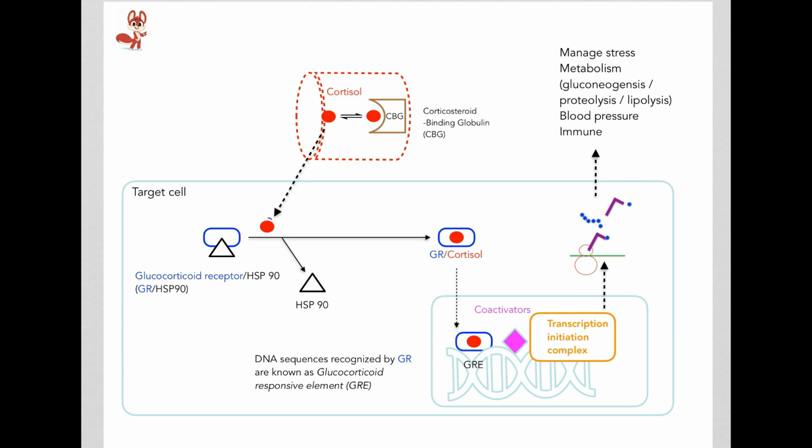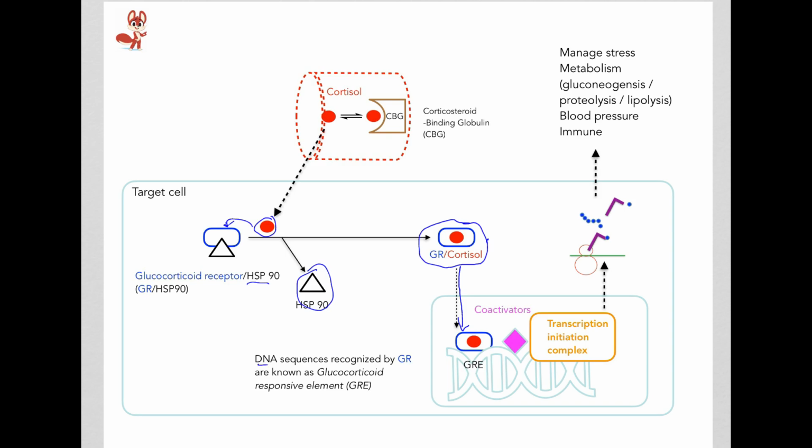So the cortisol will bind the receptor here, shown in blue, that's a glucocorticoid receptor, which is normally bound to a protein HSP90. But when cortisol binds to the receptor, this HSP90 is dissociated from the receptor, and now the cortisol receptor forms a complex. This complex is a transcription factor. It will now enter the nucleus and bind to DNA.